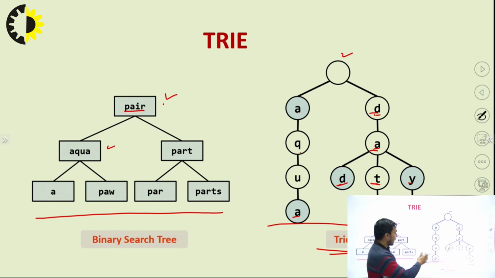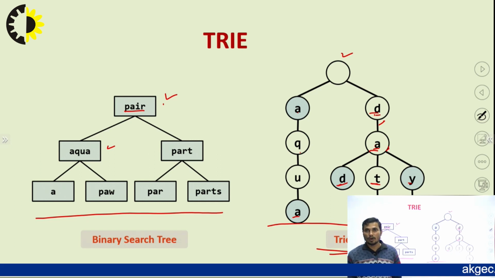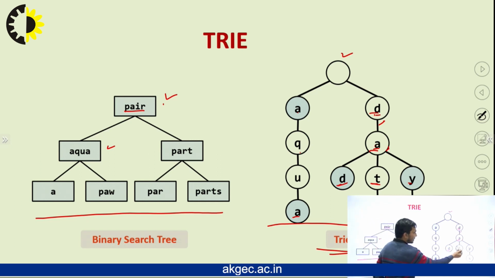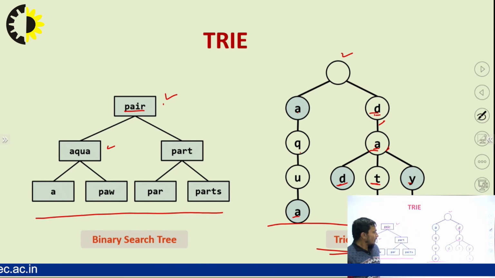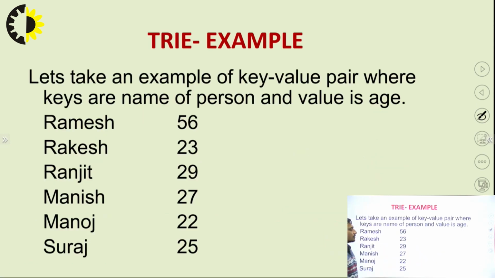So basically, as you can see, here we are just keeping the common prefixes of a particular data at certain places, and when we have multiple branches from that common string, we store that data like that. Now we are going to take an example of this trie data structure.